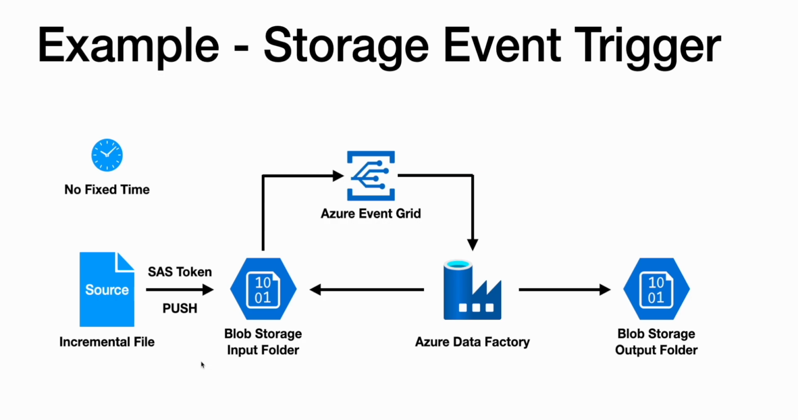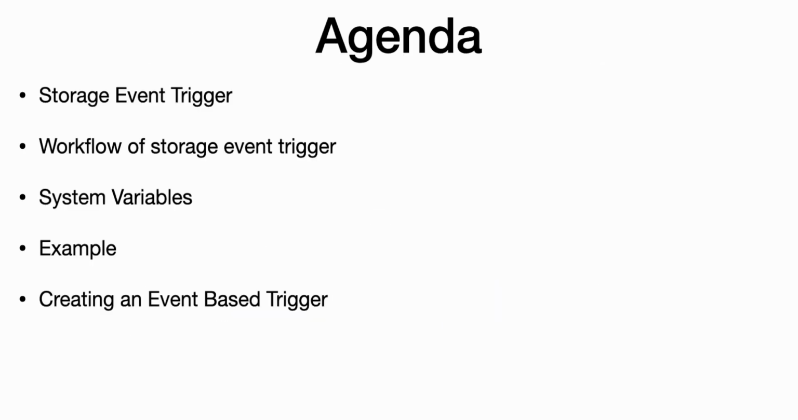In the last video, we created a tumbling window trigger, understanding all the properties. So make sure that you watch the other videos before watching this one. As I said, in this video, I'll be discussing the event-based triggers, but there are a few more topics within these event-based triggers. Let's take a look at the agenda. In this video, I'll be talking about storage event triggers, the workflow of storage event triggers, the system variables, we'll be taking an example, and also creating an event-based trigger in Data Factory. So without spending any more time, let's get started.